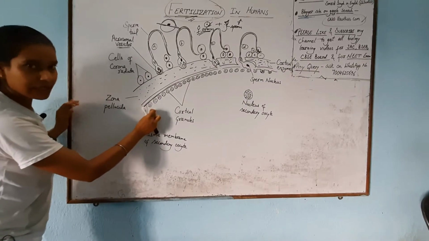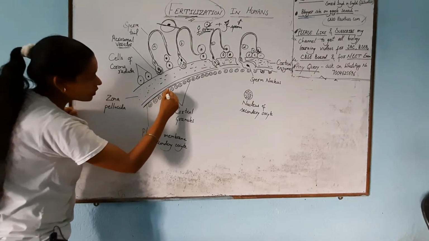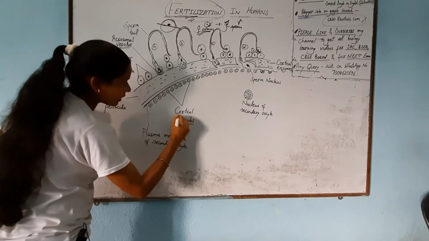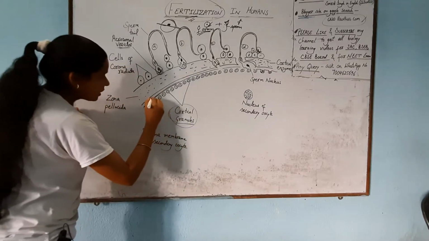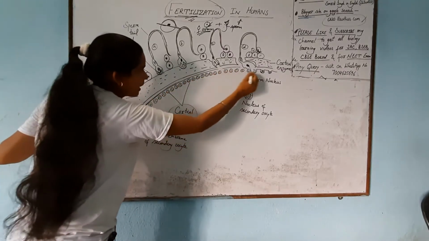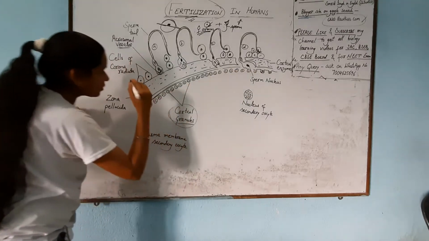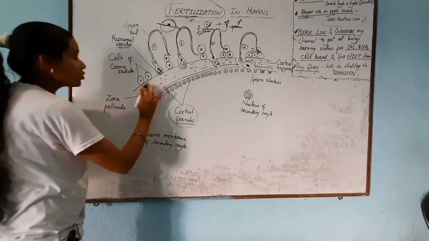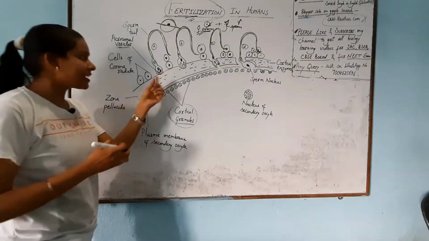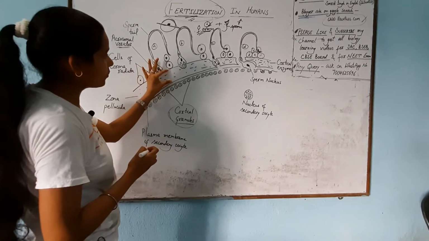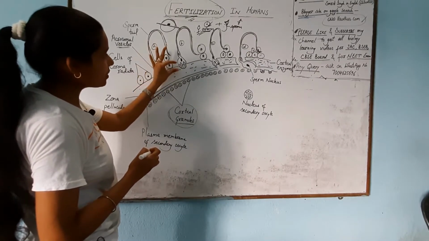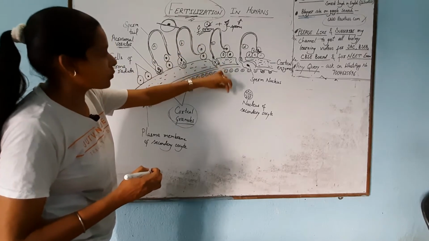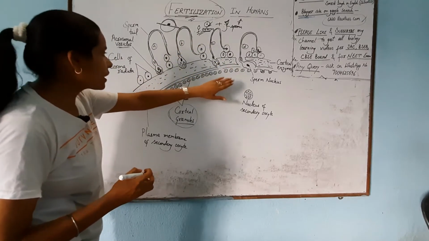Under the plasma membrane there is another type of granules found, known as cortical granules. This one is the cortical granules, this is the plasma membrane, and this layer is the zona pellucida. So the zona pellucida is the thick wall over the ovum. The sperm needs to penetrate this wall to release its nucleus inside the cytoplasm of the ovum cell.